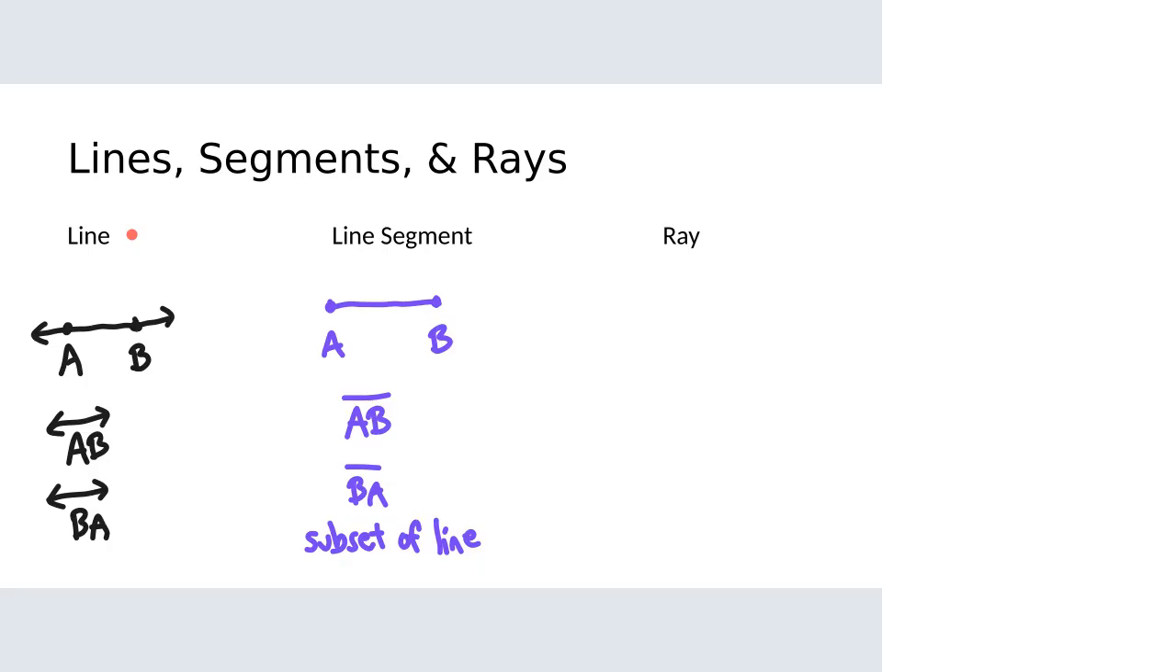Finally, we have a ray, and a ray has a starting point, goes through a point, and goes on forever in one direction. So this could be, say, ray AB, which goes on forever in one direction. We could call it ray AB, and it probably uses the notation that you would expect. The arrow goes in one direction.